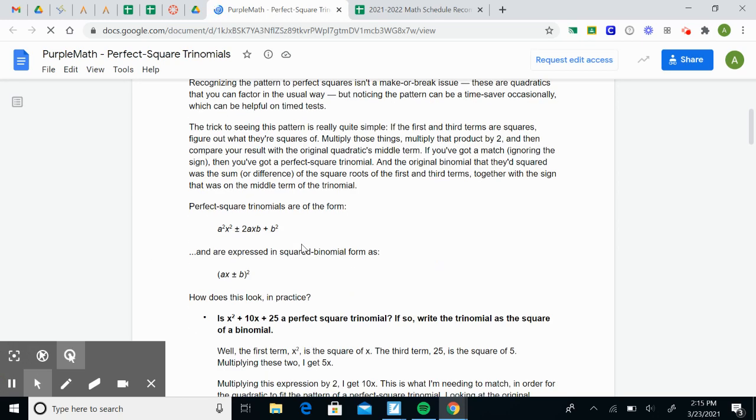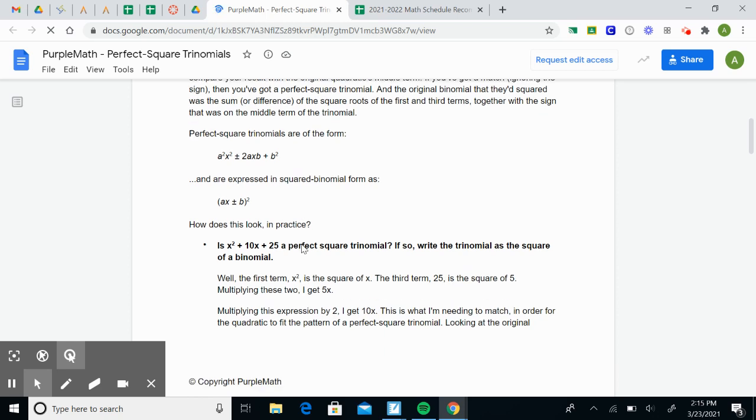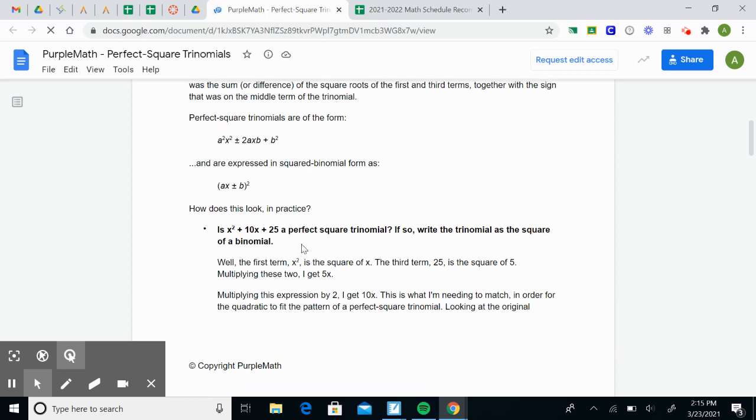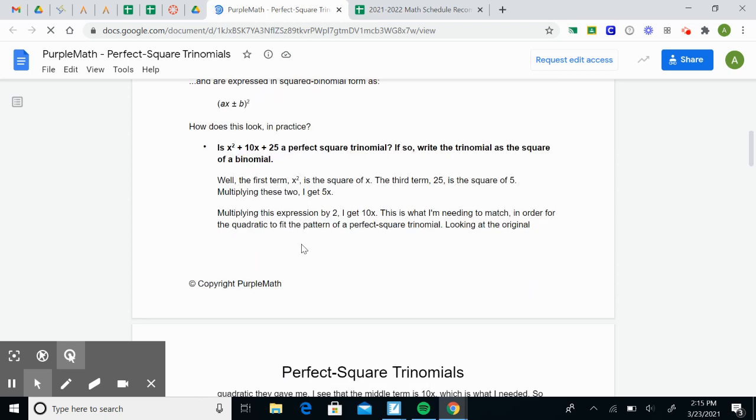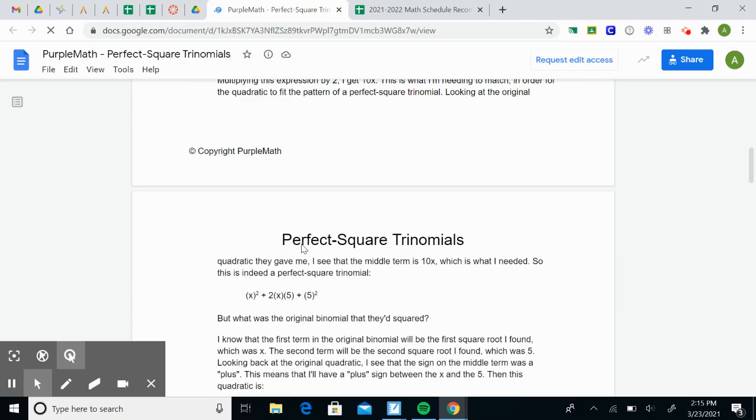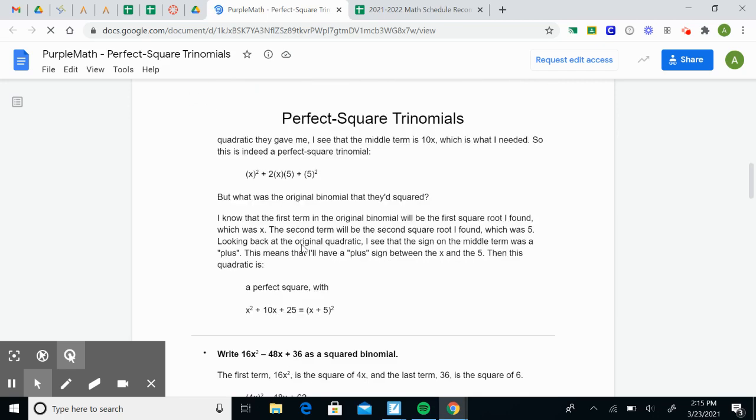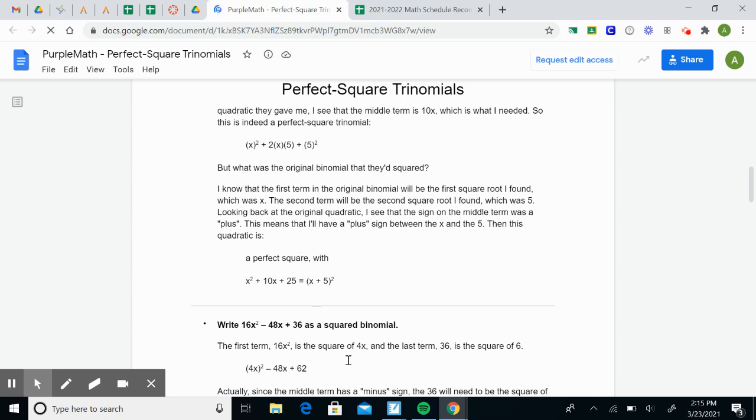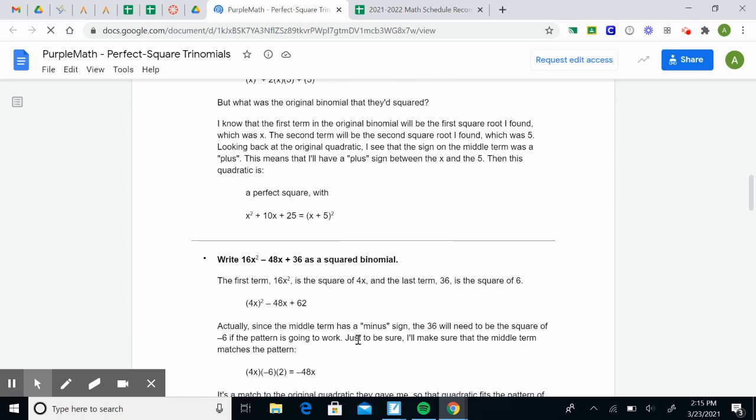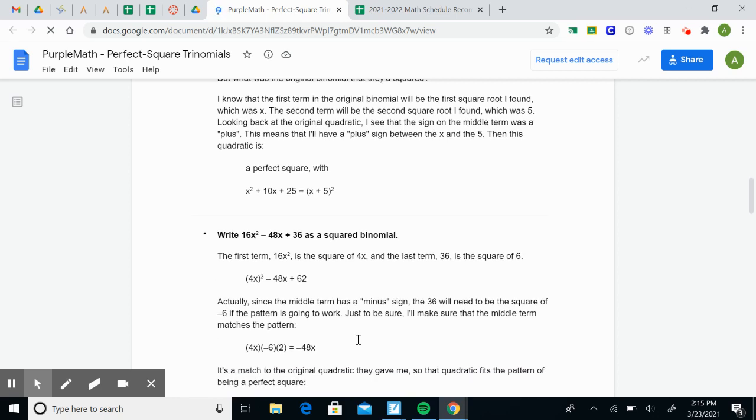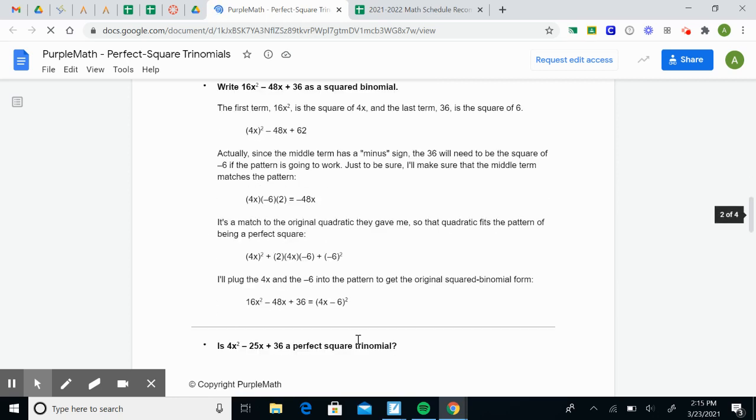Remember, a trinomial is a polynomial that has three terms. As you go through this, it talks you through how to go backwards, so how to get from the trinomial back to the binomial squared. So you'll want to read over that, but that's the basic gist of it. You just need to understand that a perfect square trinomial is when I take a binomial and I square it.